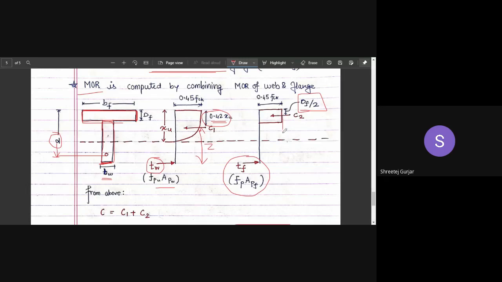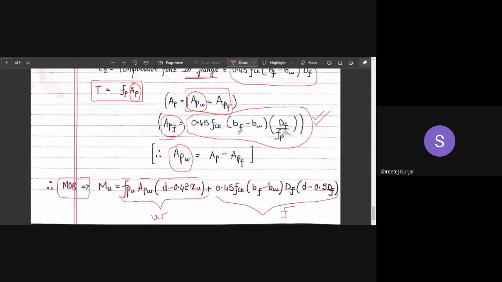Similarly here, what is Z? So here you can see Z is equals to total depth minus Df by 2. Okay, so total depth minus half of Df, right? Half of Df. Here you can see, FPU into APW into D minus 0.42 XU, this is nothing but Z. Okay, similarly here you can write FPU into area of flange into this particular bracket. Okay, instead of writing this whole thing, you can simply write it in this format also.